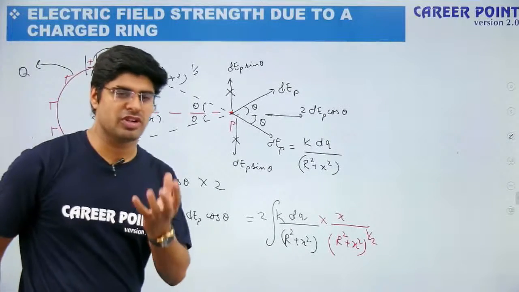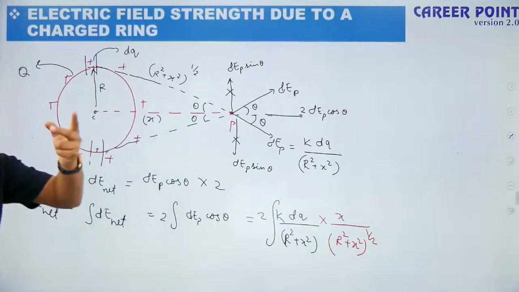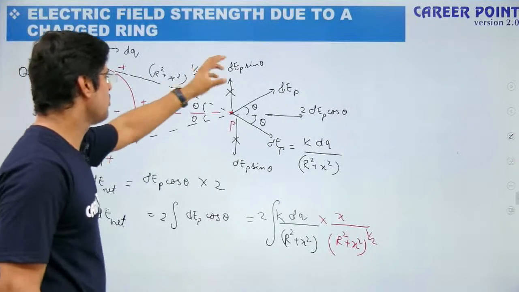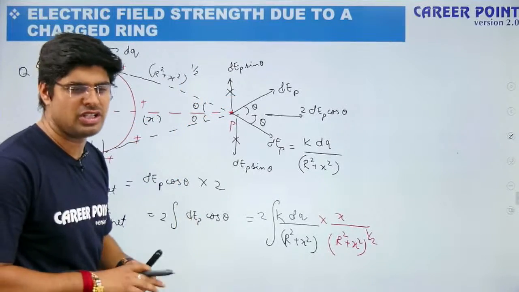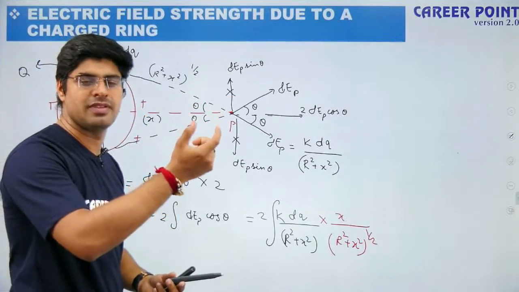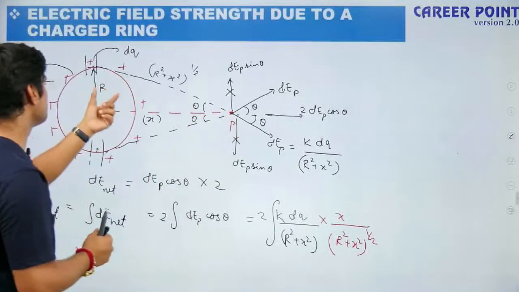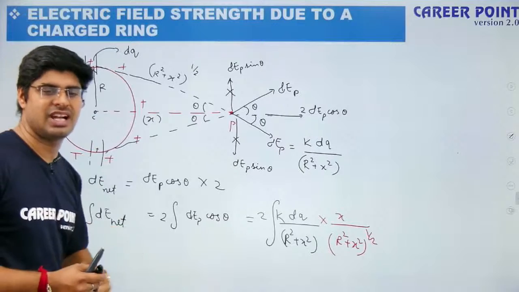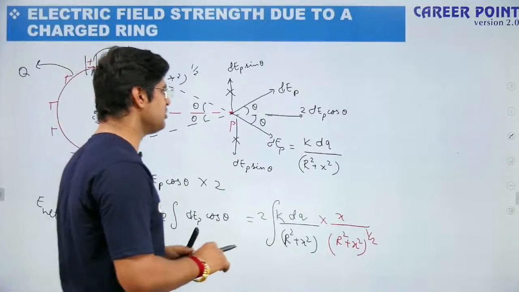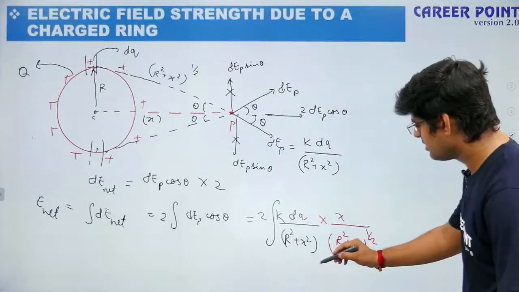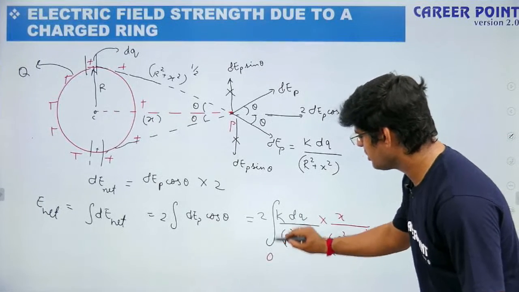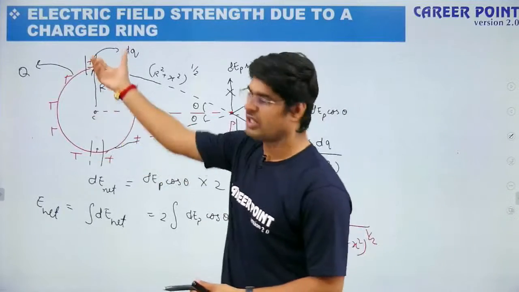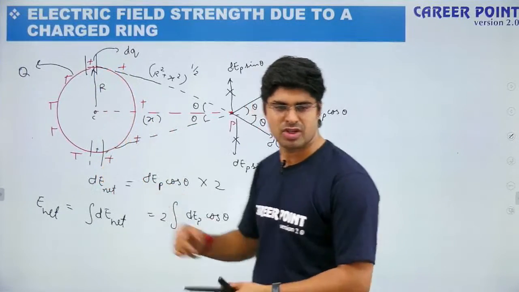See, one thing we have to focus on here. We have already considered two elements, one at the top, one at the bottom. So when we are integrating for two elements at once, we are not integrating charge from 0 to plus q. We are actually taking charge 0 to q by 2, because for half of the ring the charge will be q by 2, and for the other half of the ring the charge will be q by 2. So this integration is actually from 0 to plus q by 2. Why? Because we have already considered two elements at once, one from the top and one from the bottom.